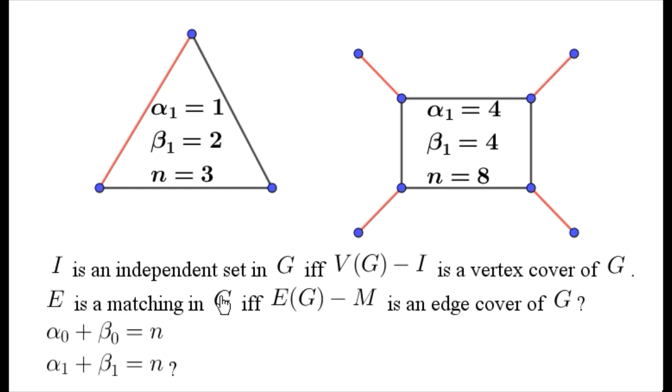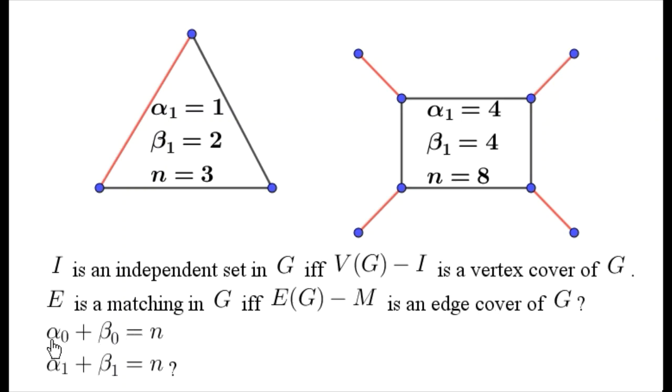Now this particular statement is false. Why? Because this is the counter example. As you can see, if we consider these red edges as a matching, and if we take the complement of this, then ultimately we will get this C4. And using this C4, we won't be able to cover all the 8 vertices. We will be able to cover only these 4 vertices, and hence we can say that this particular statement is false.